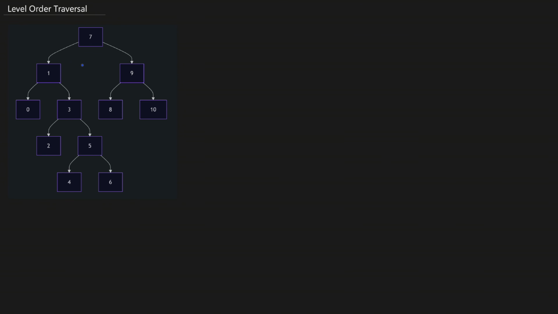In level order traversal, we visit the tree nodes level by level. This means we cover all the nodes at a particular depth or level before moving on to the nodes at the next deeper level. Let's look at this example to understand better.